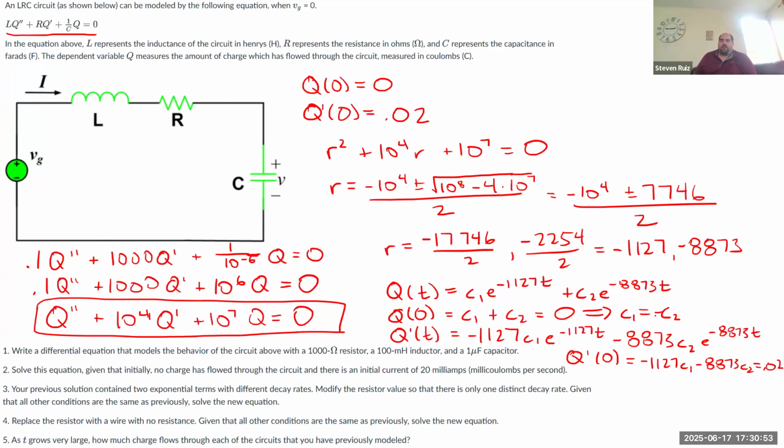All right, so now that I've realized that C1 equals negative C2, I can go ahead and apply that relationship here. So I'm going to go ahead and say that 1127 C2 minus 8873 C2 equals 0.02. So let's do a little bit of algebra, figure out what C2 is.